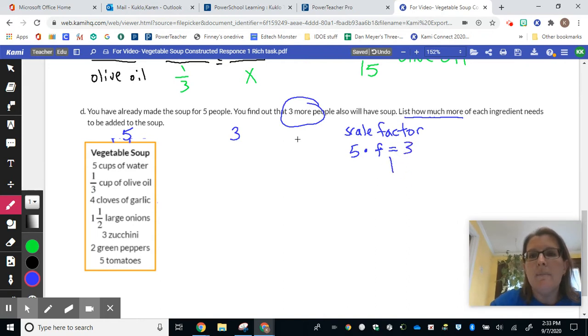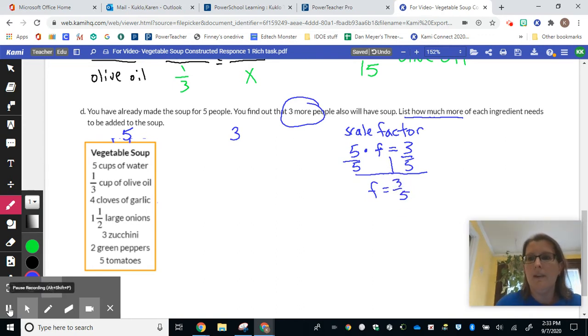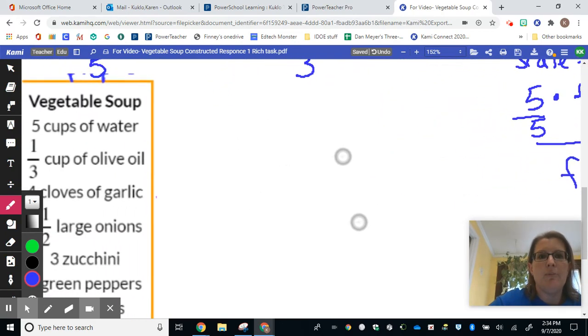So I need to use inverse operations. The opposite, the inverse, of multiply is divide. So I divide both sides by 5 to get that my scale factor is actually 3/5. Now I can use that scale factor to find each of my ingredients. And I'm going to zoom in to give myself more space to work.